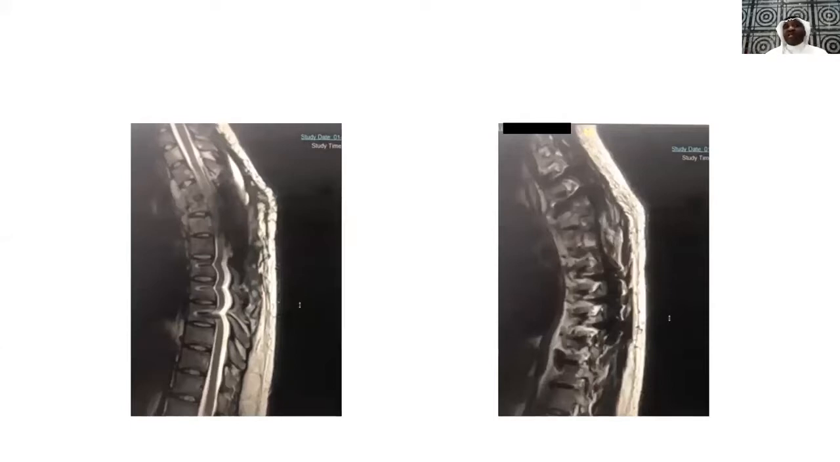And this is just a routine follow-up MRI we did for him. It showed that there is a significant improvement in the epidural collection, but I can still see some collection anterior to the spine.